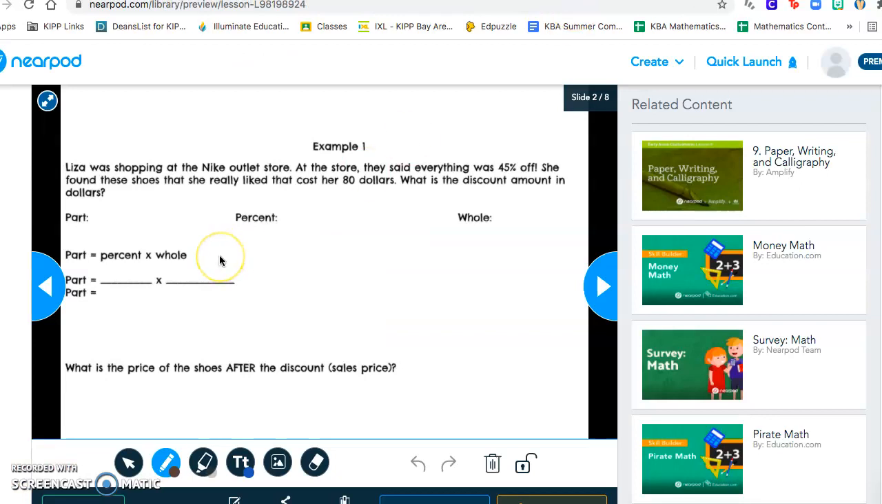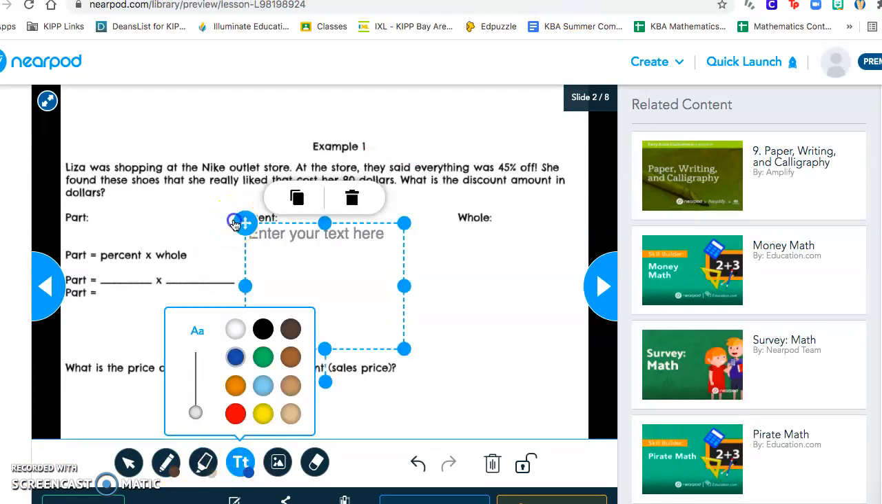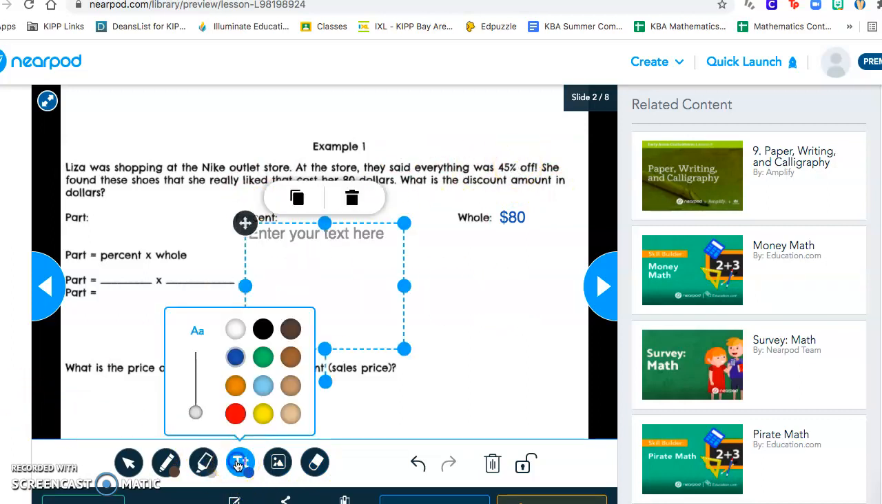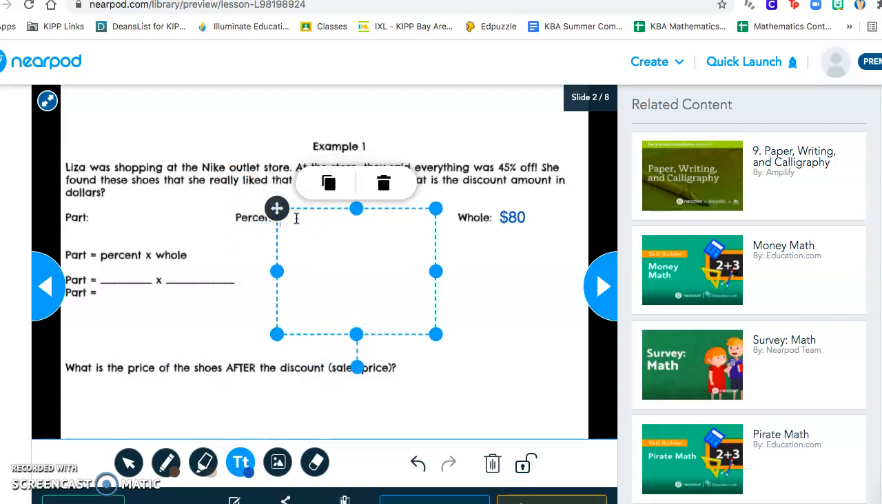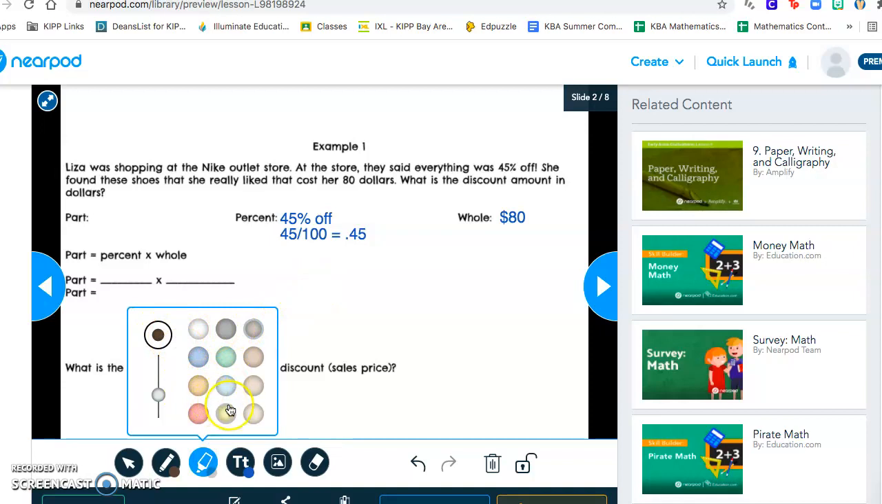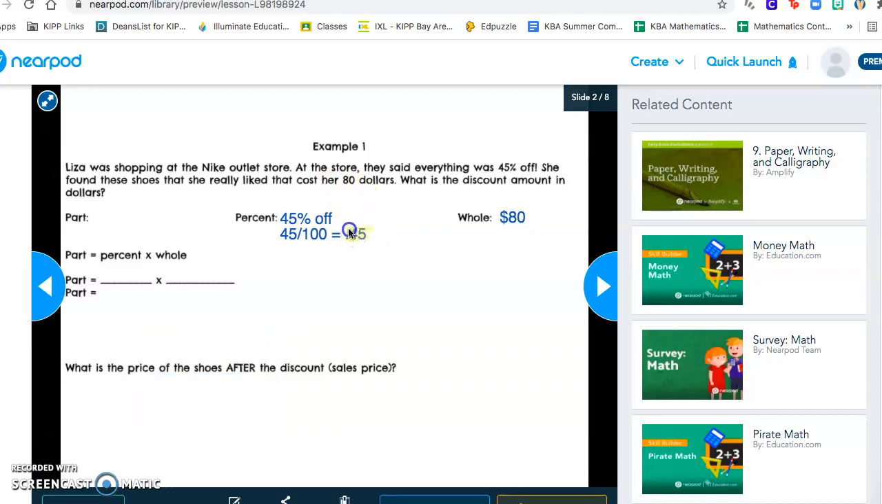Okay, so the first thing is, what did we say yesterday? What we said yesterday was that the whole is always the original price. So here, the whole is $80. Now the percent here is 45% off. So we're going to put 45% off. And as we learned before, 45% is the same as 45 over 100, which is the same as 45 hundredths. And this part is so important. You need to remember that this is 45 hundredths. I'm going to highlight it right here because that's what we're going to use.